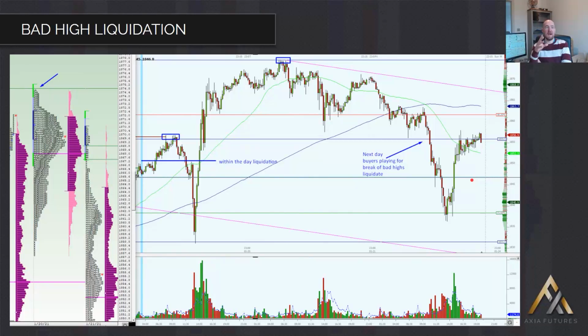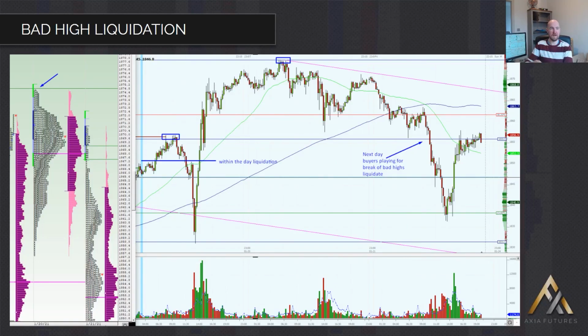Last bit then to look at, liquidation. So when you have a bad high, what you need to be thinking about is other people are going to see that bad high as well, and other people are going to be thinking, right, I want to get in so that I can play the break. I want to get long to play the break. And this can be quite short term, it can be a little bit longer term.